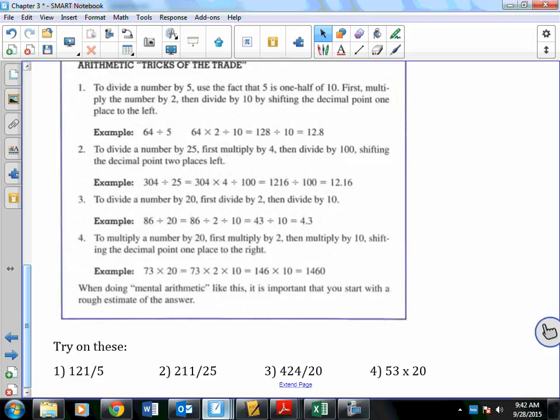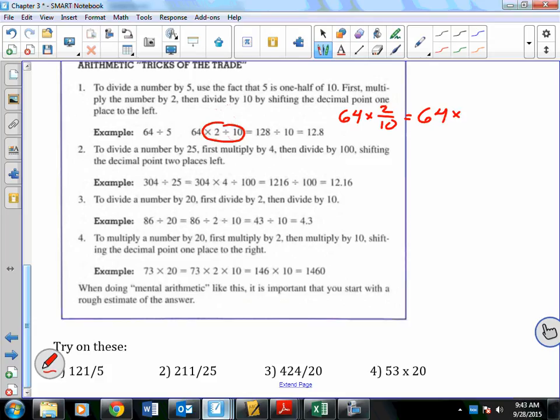So in order to divide by 5, the suggestion is let's first multiply by 2 and then divide by 10. If I multiply by 2 and then divide by 10, that's the same as dividing by 5. So let's look at this right here. Multiply by 2, divided by 10. Really what they're doing here is 64 times 2/10, and 2/10 is really 64 times 1/5. Multiplying by 1/5 is really the same as dividing by 5. So they're using that reciprocal property. That's why I can multiply by 2 and then divide by 10 to divide by 5.